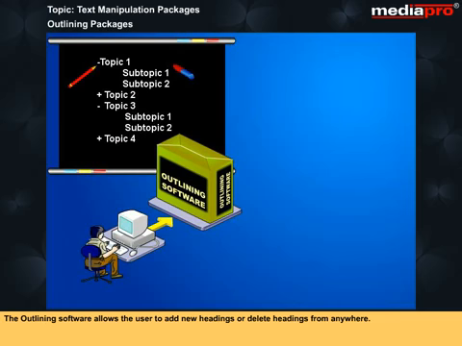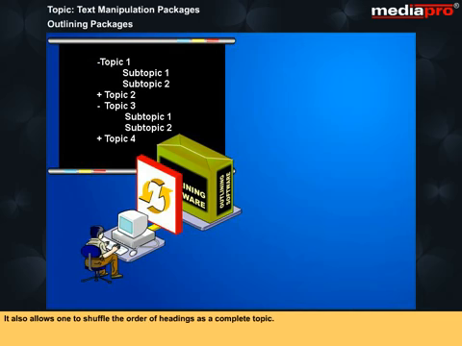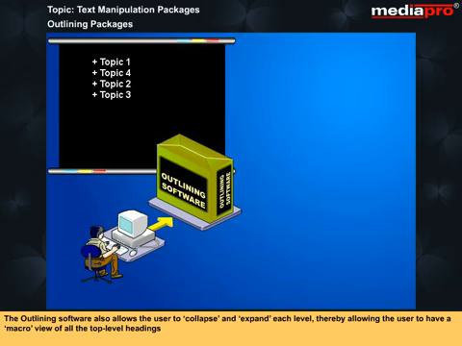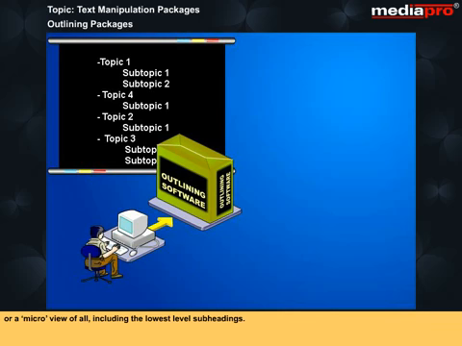The outlining software allows the user to add new headings or delete headings from anywhere. It also allows one to shuffle the order of headings as a complete block. For example, if a top-level heading is shifted higher up in the outline, it moves to the new spot with all its subordinate headings down to the last level. The outlining software also allows the user to collapse and expand each level, thereby allowing the user to have a macro view of all the top-level headings, or a micro view of all, including the lowest level subheadings.